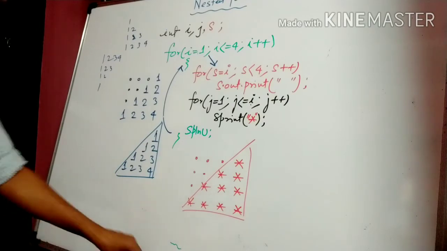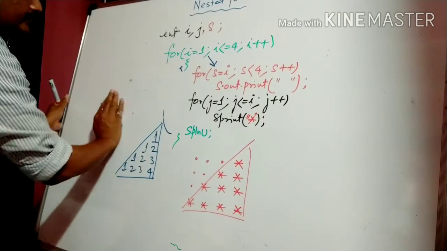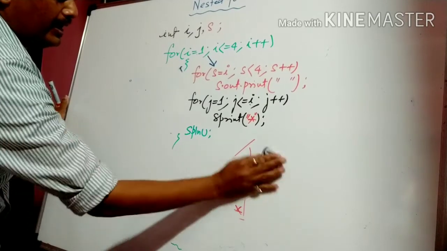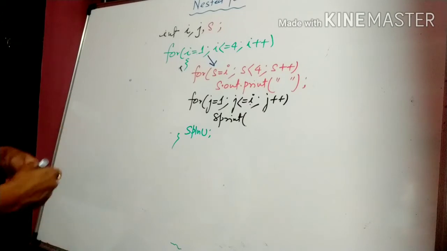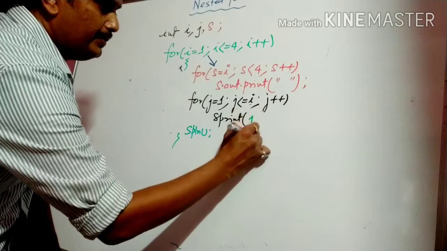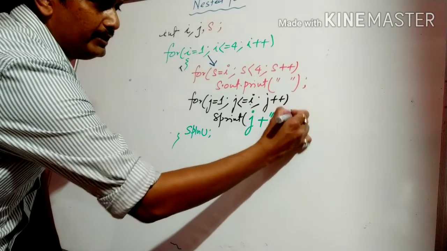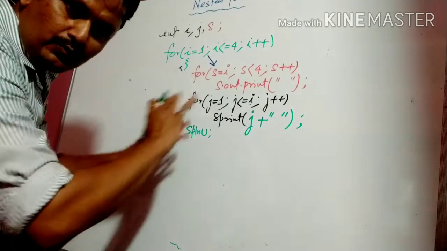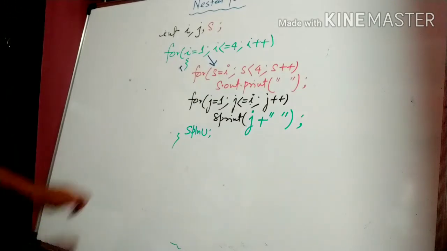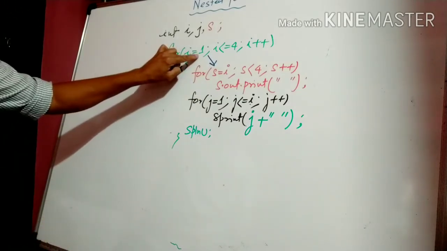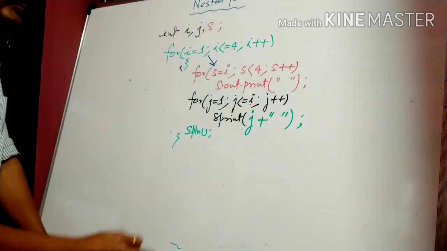Now what I am doing here, I am removing this part, and instead of this one, see what modification I am doing here. I am printing J, but with a space. Now everything will be changed. Once again we'll compile this program. This logic is correct for space.